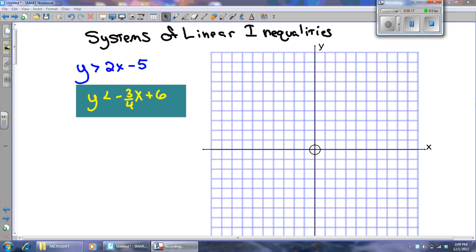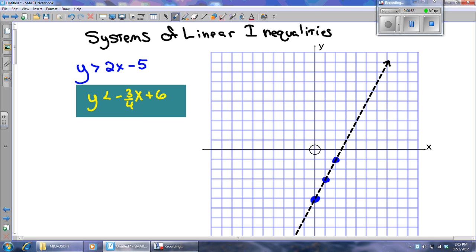All right, my first system is the blue and yellow equations here, and you'll see why I did them in blue and yellow. They're both in slope-intercept form, so I'm going to graph the blue one. The y-intercept is -5, so that's 1, 2, 3, 4, 5 right there. My slope is 2 over 1, and I'm going to have a dashed line because it's not equal to. So 2 over 1, 2 over 1, and so on, taking up as much of the graph as I can.